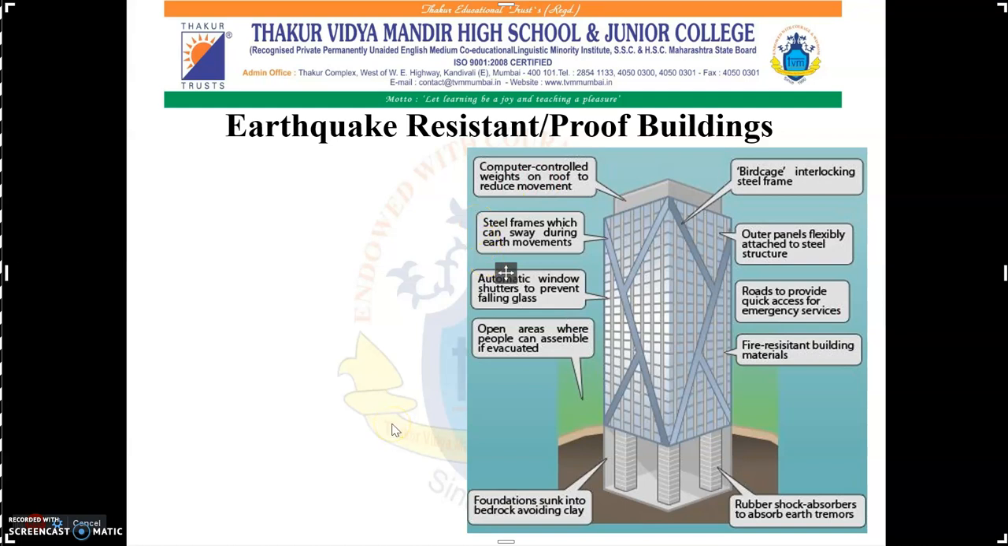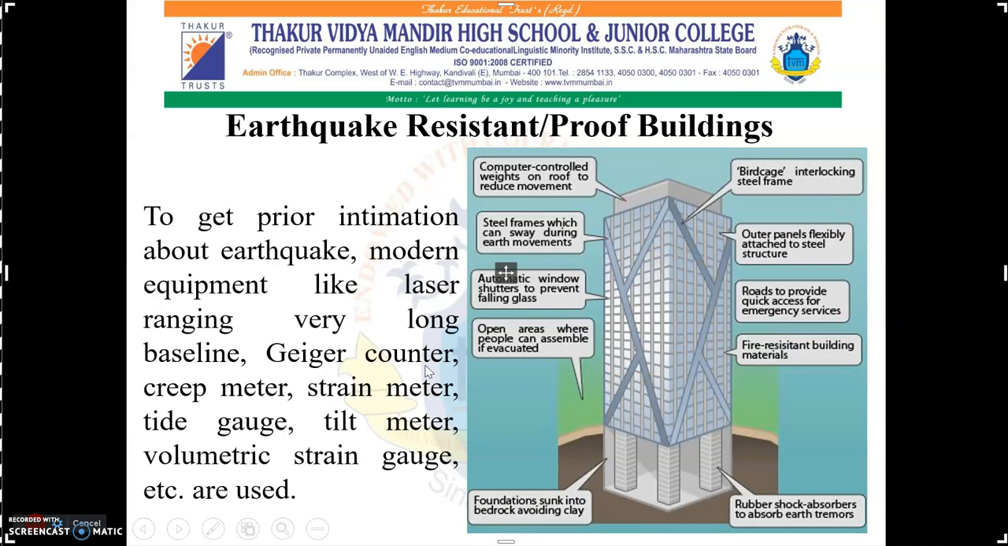There is even provision for different types of facilities that can be availed during this type of situation in huge buildings, like open areas where people can assemble if evacuated, and roads to provide quick access for emergency services. Even the buildings are made with fire resistant material. To get prior intimation about the earthquake, modern equipment like laser ranging, very long baseline, Geiger counter, creep meter, strain meter, tide gauge, tilt meter, volumetric strain gauge, etc.